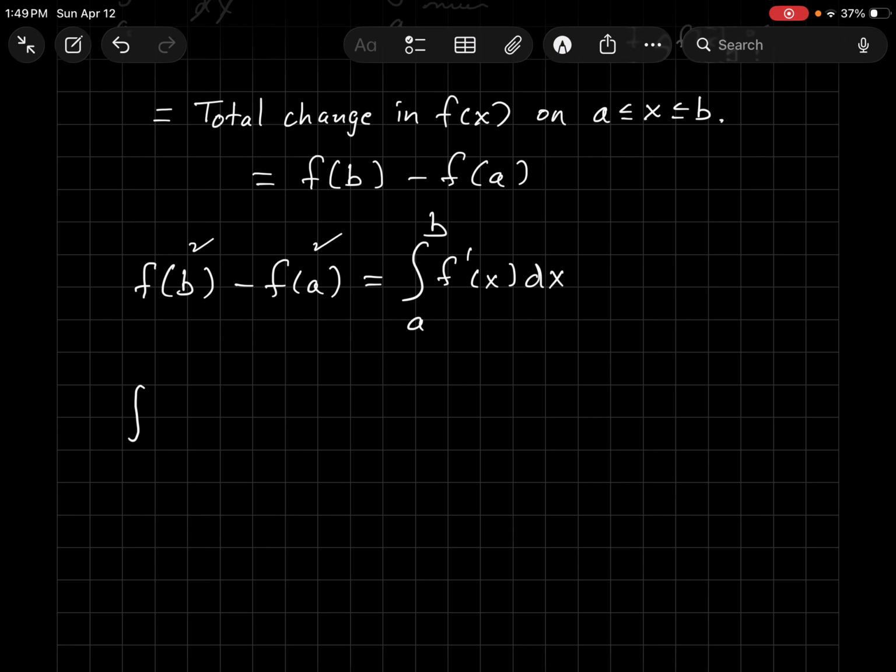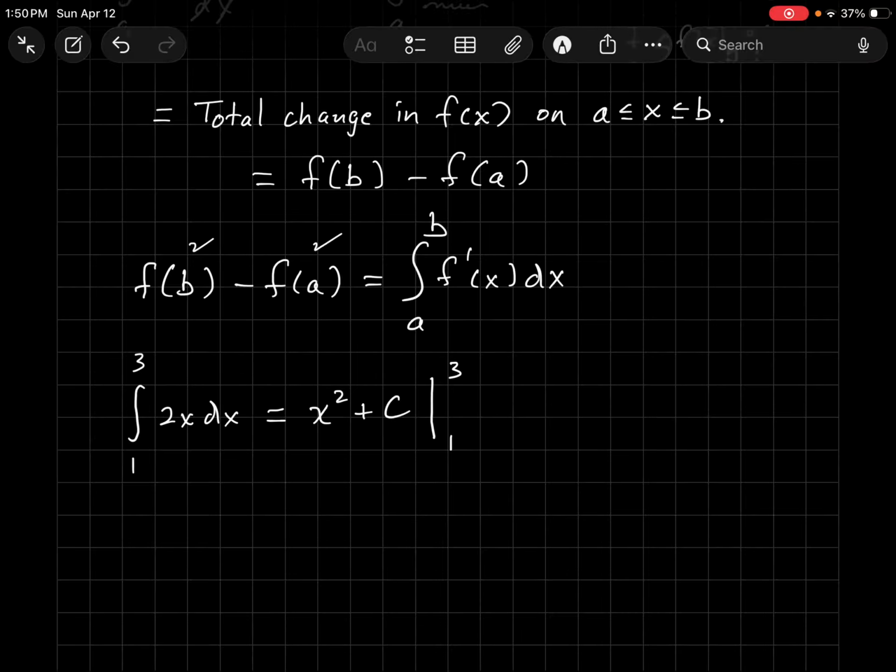Quick example. What if we want to integrate 2x from, say, 1 to 3? We could certainly draw a picture, but let's do this using a more algebraic approach. We know that the antiderivative of 2x is x squared. Now, you might think we need to put a plus c. I will for this first example. And then I'm going to put bars like this.